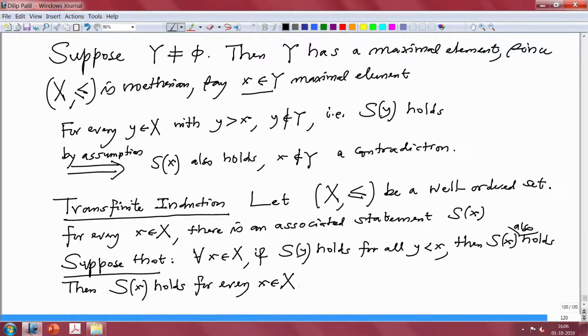And the proof, I will just write: consider the ordered set, the opposite ordered set.